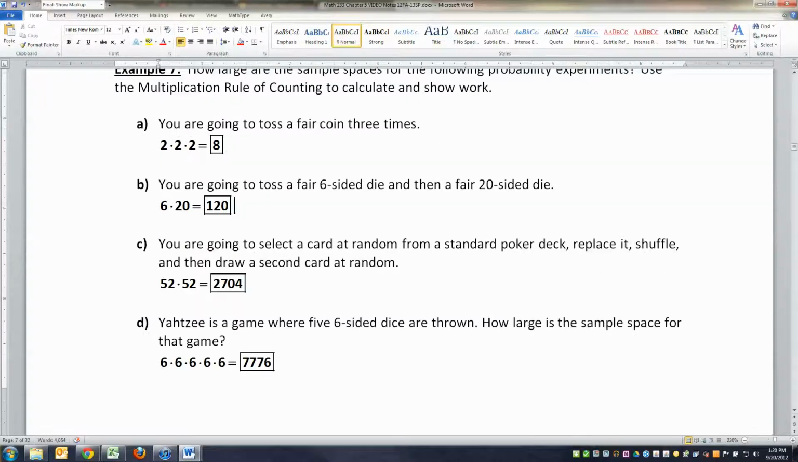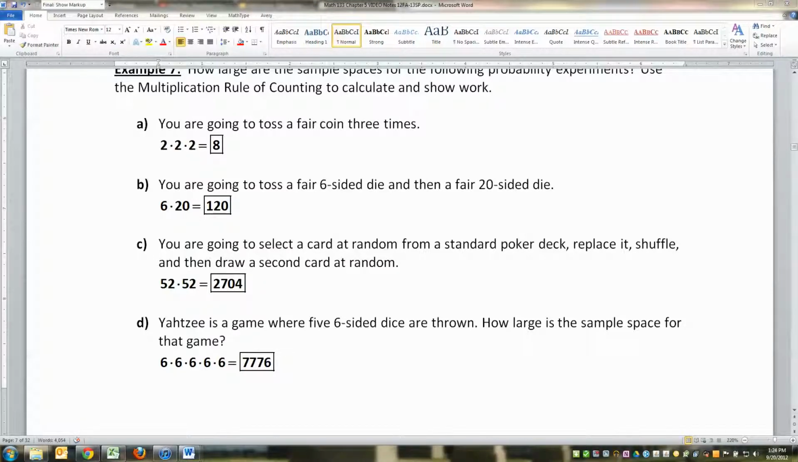All right, suppose you're going to select a card at random from a standard poker deck, then replace it, shuffle, and then draw a second card at random. So there's 52 cards for the option for the first card and 52 for the second card. When you multiply them, 52 times 52 makes 2704.